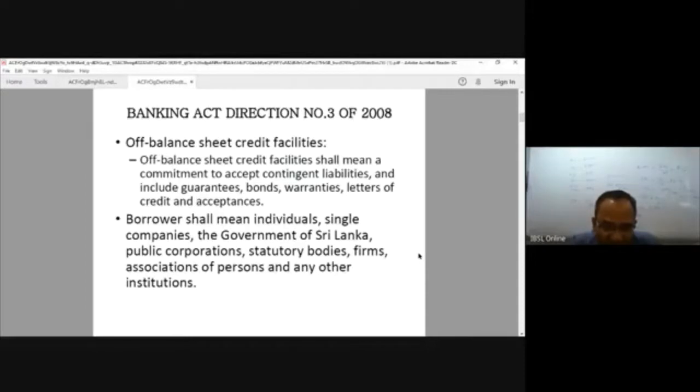So borrowers can be individuals or single companies or government, or like a public corporation, statutory bodies, firms or associations of persons or any other institution. This is according to the central bank's definition, right? Those are on-balance sheet, off-balance sheet items, and the definition of borrowers.